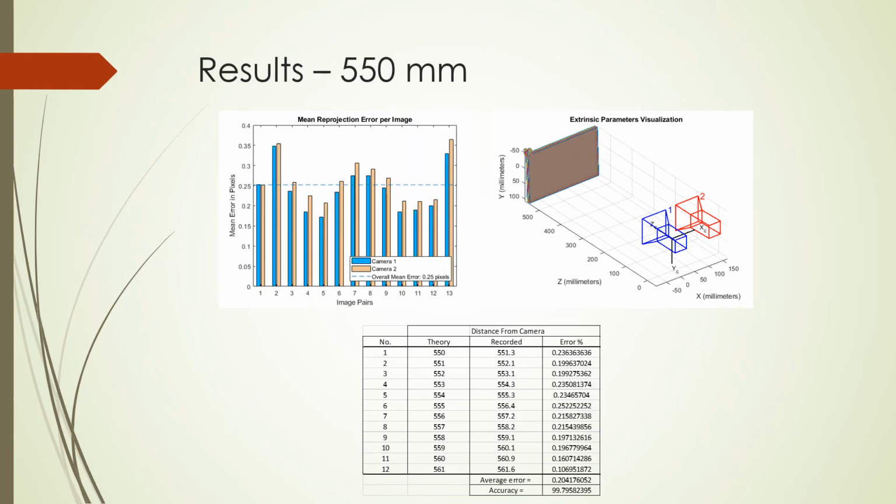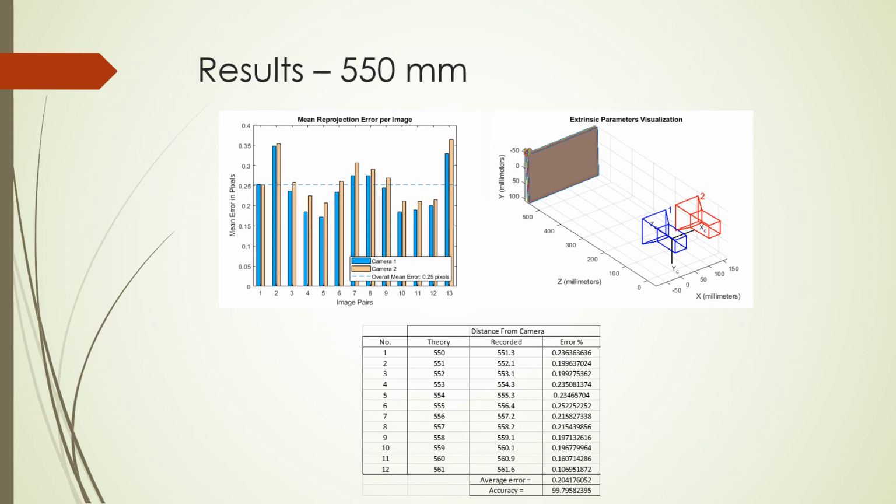Here we can see an example of the 550 mm experimental results. We can observe that the mean pixel error of 0.25 was achieved during calibration. This low number suggests that a good calibration has taken place. As for the extrinsic parameters and the movement of the checkerboard, the data has been extracted from MATLAB and tabulated for easier viewing. At 550 mm, it boasts an accuracy of 99.79% and an error of 0.2%.